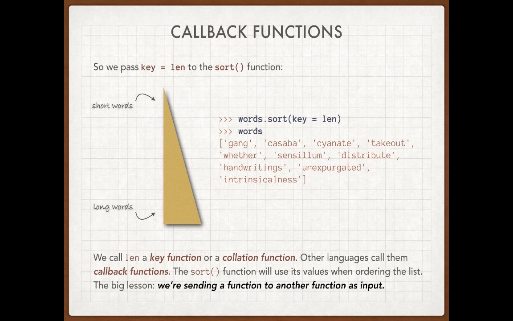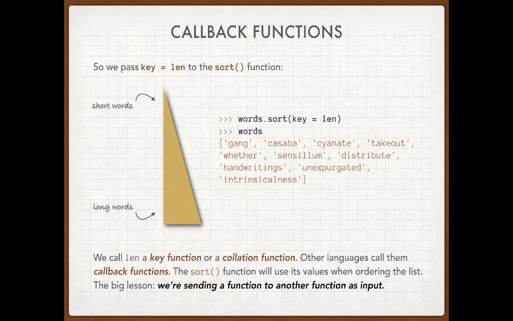Now, this key function is sometimes called a collation function, but the more generic term for these is a callback function. A callback function is the generic term for this that you'll see in almost every programming language. So even if you read this in Python, and some Python documentation calls it a key function or a collation function, I'm going to call them all callback functions.